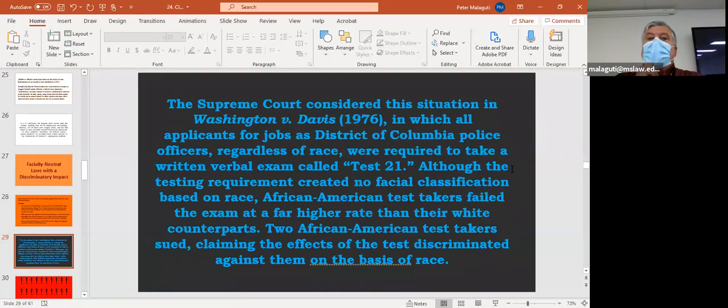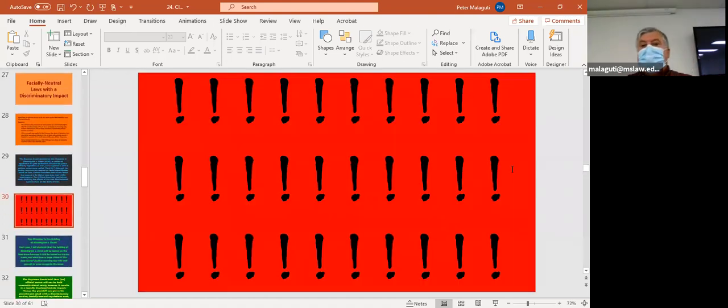And no facial classifications based on race, but African-American test takers do far lower on the scores than Caucasian test takers. The result is that in Washington, D.C., a city with a large Black population, you have a very small police force of color. Very few of the members of the police force were persons of color. So this is challenged. And here's what the Supreme Court says.